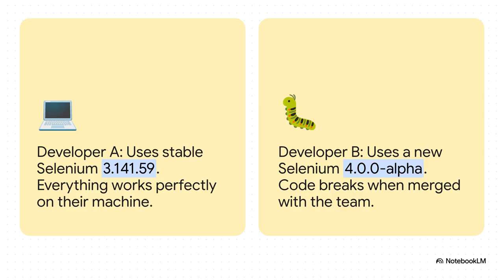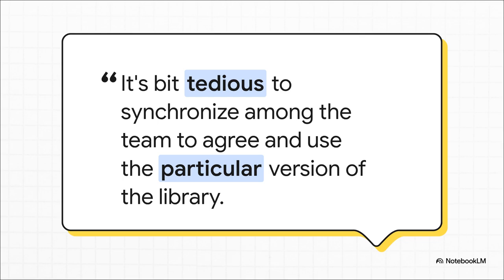And what happens when you do that? This is what happens. Developer A is using the stable, tried and true version of Selenium, but developer B goes and grabs the latest alpha version for a new feature. The code gets merged and boom, everything breaks. And now you're not writing tests anymore. You're spending hours just debugging your environments, trying to figure out who has what. Yeah, tedious is one word for it. It's more than that, though, isn't it? It's a constant, slow drain on everyone's time and energy, forcing pointless meetings about something that should just work.